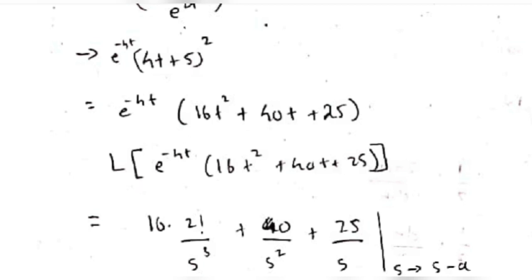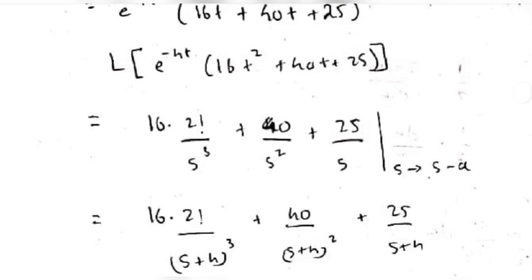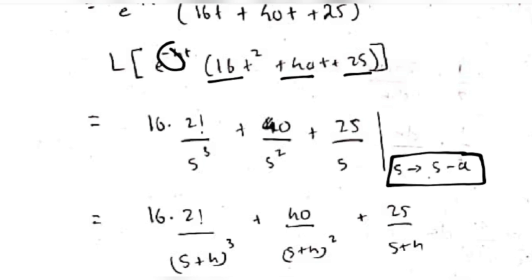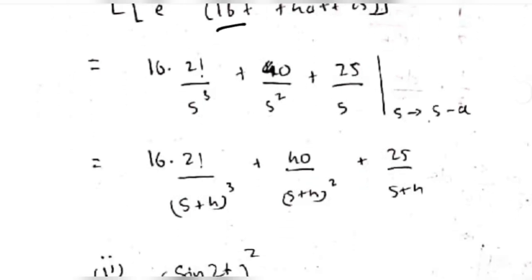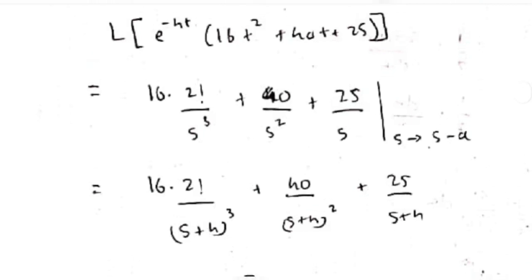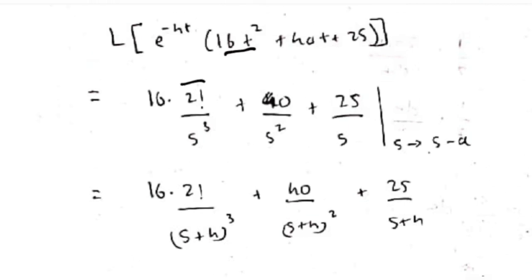Now there is a shifting rule in which we will first find the Laplace transform of each of these terms and then make s as s minus a. Okay, and a is, in e power minus 4t, this minus 4 is a. Okay, so when we find the Laplace transform of 16t square, we will get this.